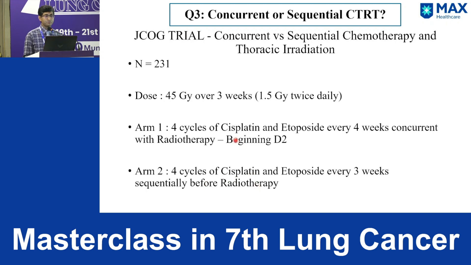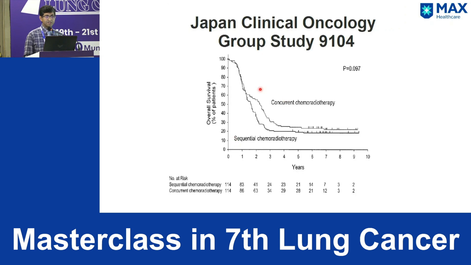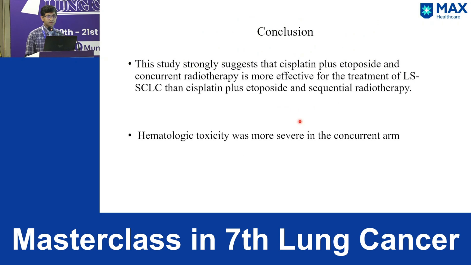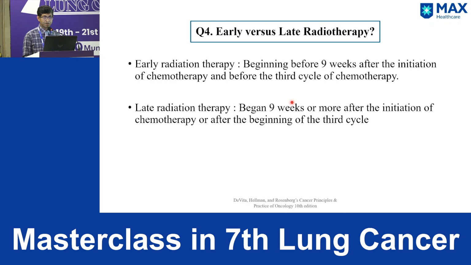In the concurrent chemoradiation arm, they started the radiation from day 2. And if you can see this, overall survival is significantly better with concurrent chemoradiation. So the conclusion was that this study strongly suggests that cisplatin plus etoposide with concurrent chemoradiation is more effective for the treatment of limited stage small cell lung cancer than sequential radiation. However, hematological toxicity was more in the concurrent arm.